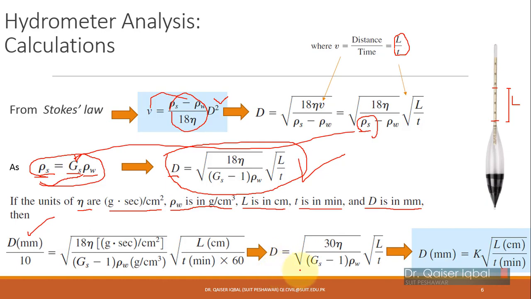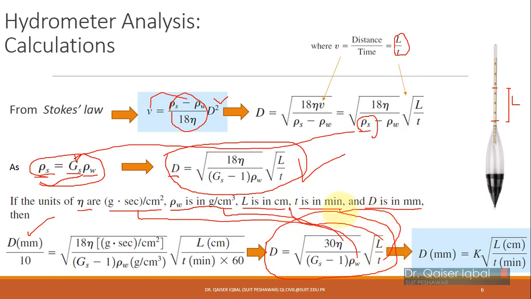If you put these values in and solve further, the simplified form of this equation turns out as this. In this, the viscosity values you should use in gram second per centimeter square, the density in gram per centimeter cube, the length in centimeters, and the time in minutes. So always remember, when solving numerical problems for hydrometer analysis, you should use these units. If the value given is not in these units, then you will convert it.